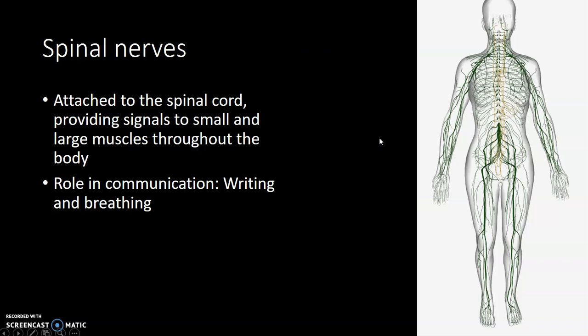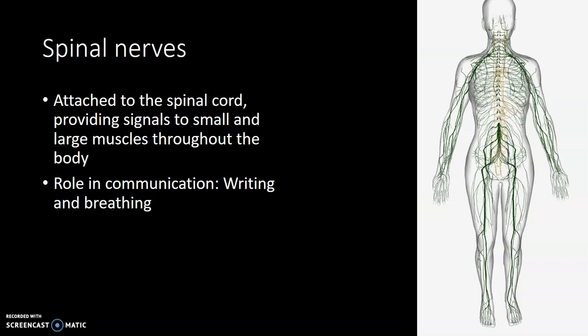The spinal nerves are attached to the spinal cord and provide signals to the small and large muscles throughout the body. These are the muscles of the neck, shoulders, arms, hands, legs, feet, torso, really all of that. So it's again the same role as the cranial nerves, just gathering information from the environment, sending signals from the central nervous system to change the motor movements of the hands, the feet, the legs, the arms, things like that.